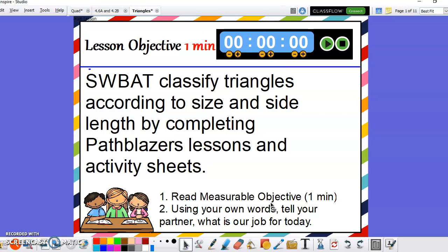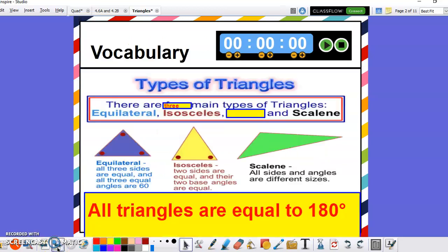You will be able to classify triangles according to size and side length by completing Pathways lessons and activity sheets. Basically, we will be able to tell the different types of triangles either by the size of the angle inside of it or by the length of the side. So let's look at some vocabulary that we have.